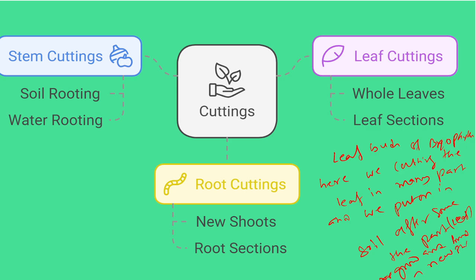Root cutting: here we cut a new shoot or root section. After that, the root grows and forms a new plant. Stem cutting also, we cut here, with soil rooting and water rooting. That is very important for vegetative plants where spores are not formed and sexual reproduction does not occur.